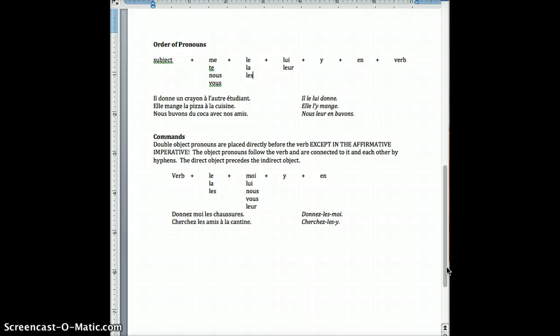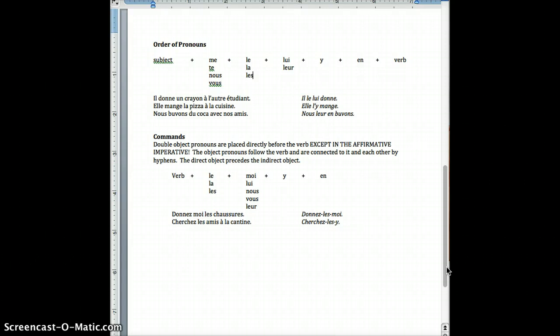So, look at the examples. Il donne un crayon à l'autre étudiant. He gives a pencil to the other student. What does he give? A pencil. That is going to be your direct object pronoun. That's going to be le. À is your preposition, so you know that what comes after it, l'autre étudiant, is going to be your indirect object pronoun. That's going to be lui. So, il le lui donne.